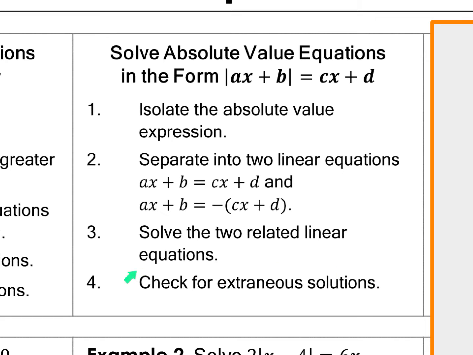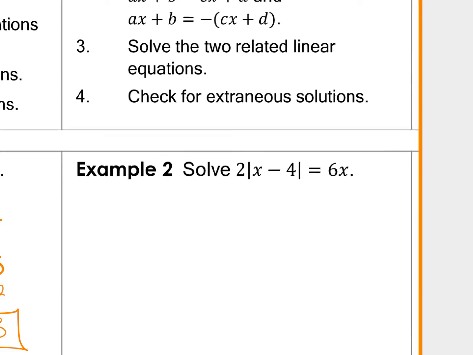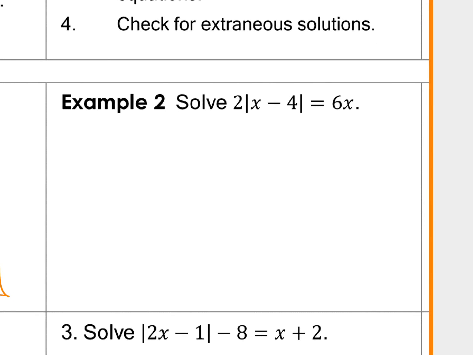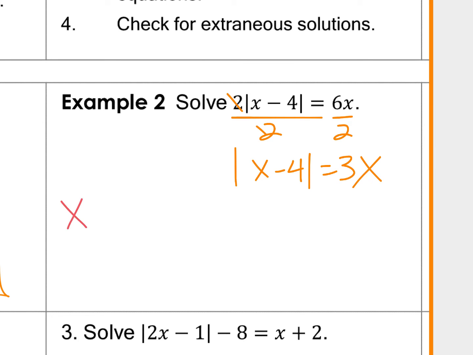And this part is super important this time because sometimes you will get extraneous solutions here. So you do have to actually check every single answer. Okay, so example 2, I see that 2 is outside, so I will divide it because it's in front. So absolute value of x minus 4 equals 3x. Let me rewrite it now. X minus 4 equals 3x, and then x minus 4 equals negative 3x.